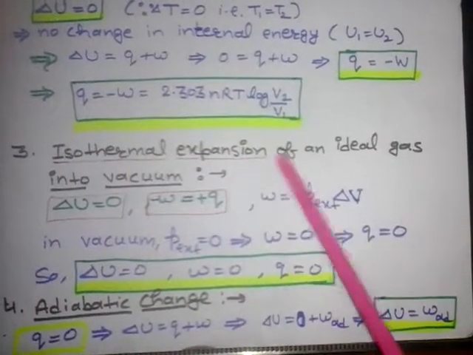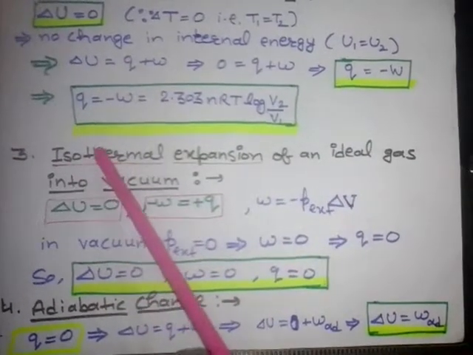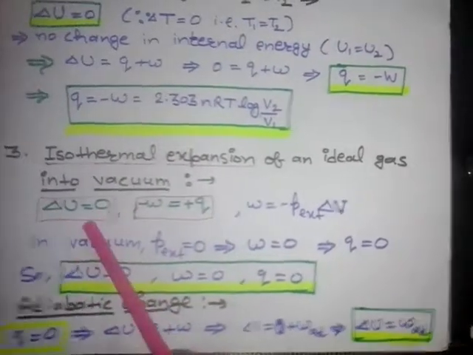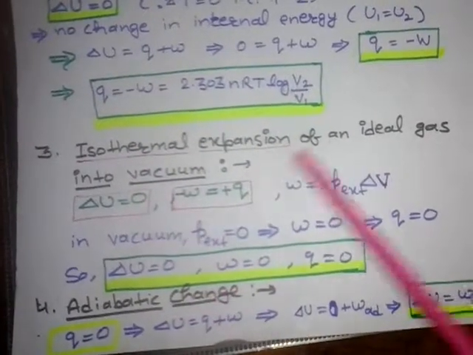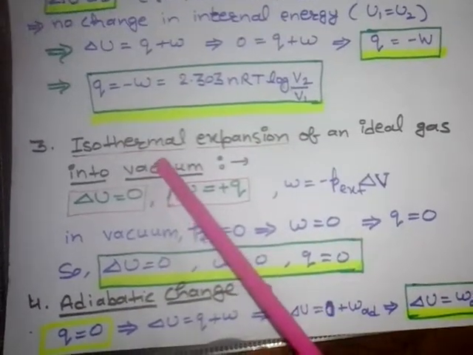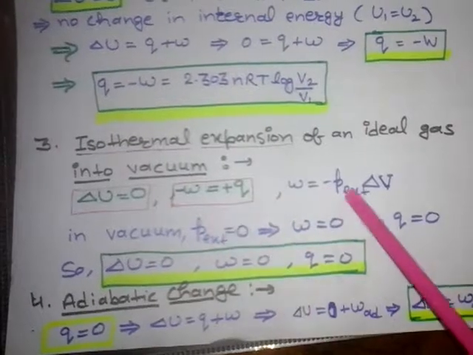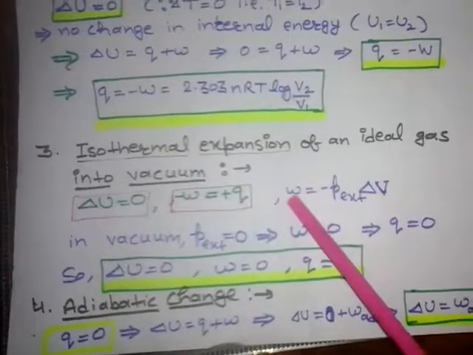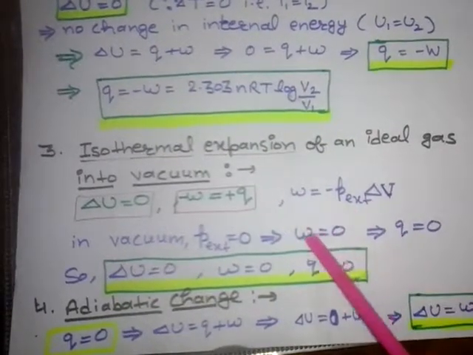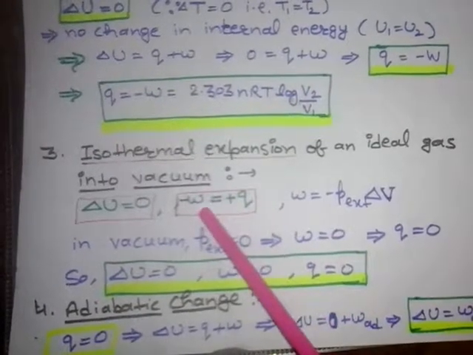Isothermal expansion of an ideal gas into vacuum. We are using isothermal. Delta U is equals to 0. You have to remember this one, that when we are using isothermal, delta U is equals to 0. And now we are also using the term vacuum. When we are talking about vacuum, external pressure is 0. When external pressure is 0, work done is 0. No work is done. W is equals to 0. When W is 0, Q also becomes 0.